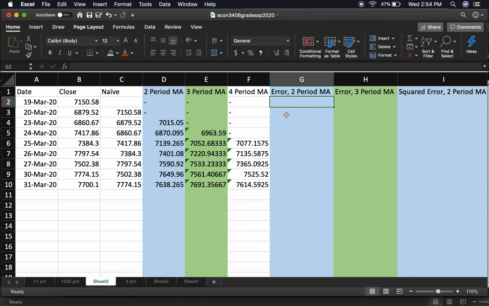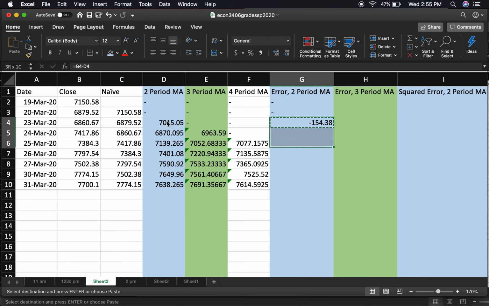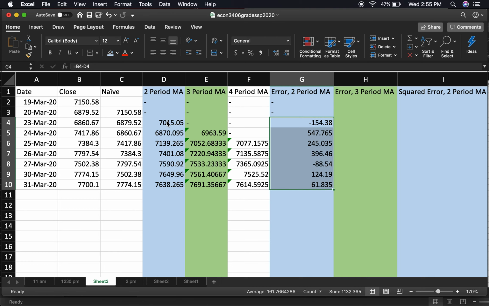How do we find the error? Can I find an error for the 19th for the 2 period moving average? No, I can't do it. How about the 20th? No. How about the 23rd? Yes. The error, I take the data and I subtract the forecast. Those are the errors. You can see sometimes I miss up, sometimes I miss down.